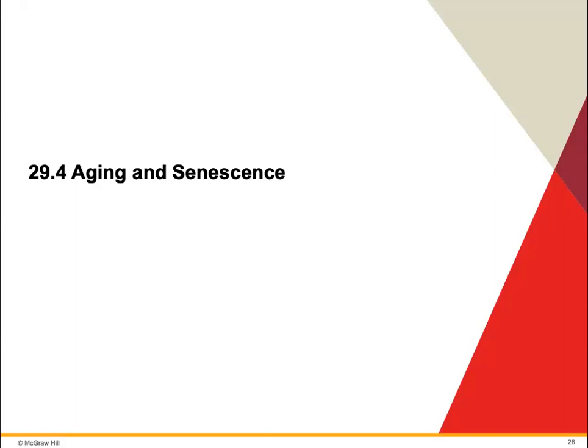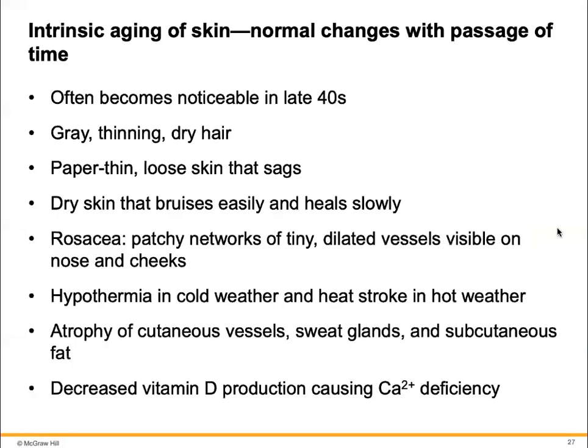So when we look at skin, as far as the aging of skin is concerned, it becomes a little bit more noticeable in your late 40s, and it has to do with less collagen production. Our bodies start to make less of our eumelanins. You start to get gray hair. Your hair starts to thin because you are not producing as much keratin either. Not as much sebum gives you dry hair. The paper thin and loose skin that sags is a result of collagen reduction. And then your dry skin that bruises more easily and it heals more slowly.